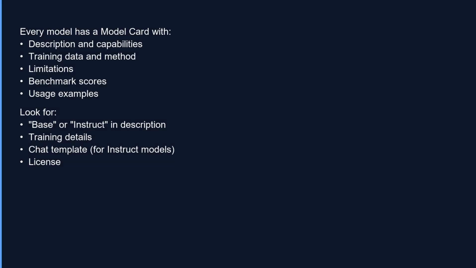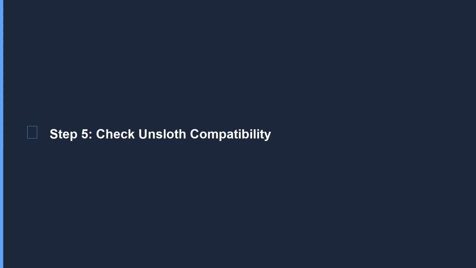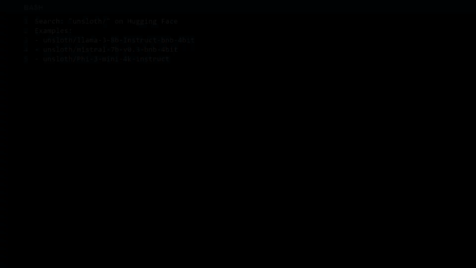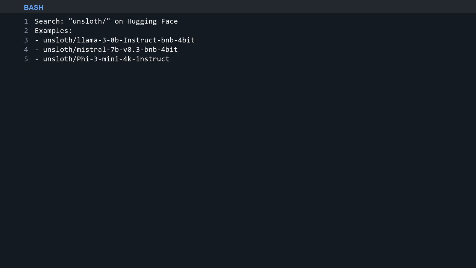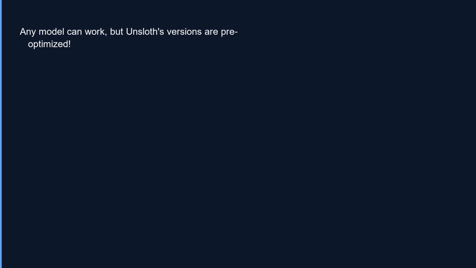Every model has a model card with description and capabilities, training data and method, limitations, benchmark scores, usage examples. Look for base or instruct in the description, training details, chat template for instruct models, license. Any model can work, but Unsloth's versions are pre-optimized.